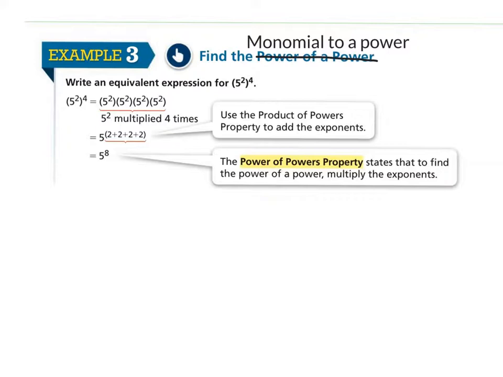And then we can use the rule we talked about earlier. Now we've got the bases the same. We can add those exponents together, and we've got a total of 8 factors of 5. So that would be 5 to the 8th power. Okay?